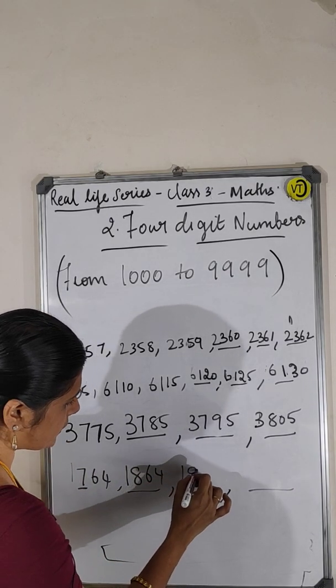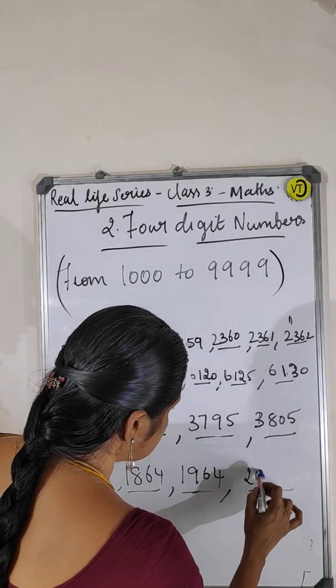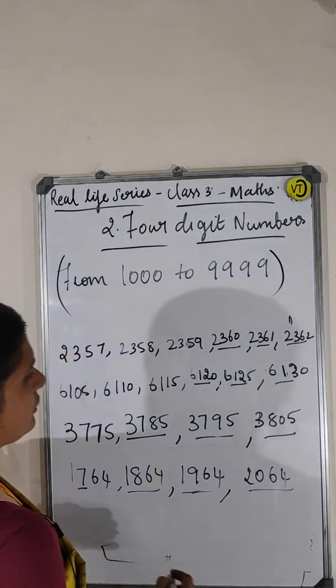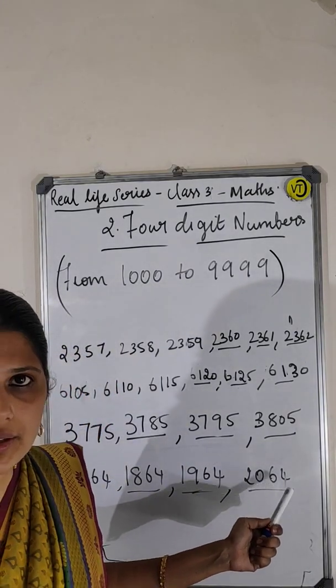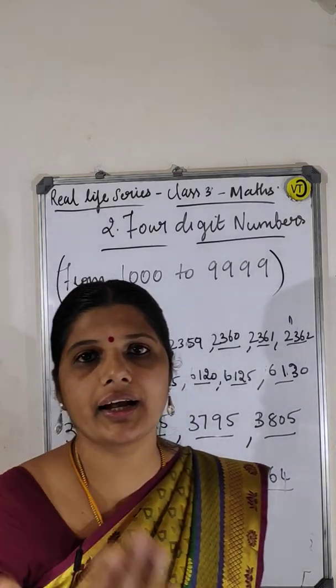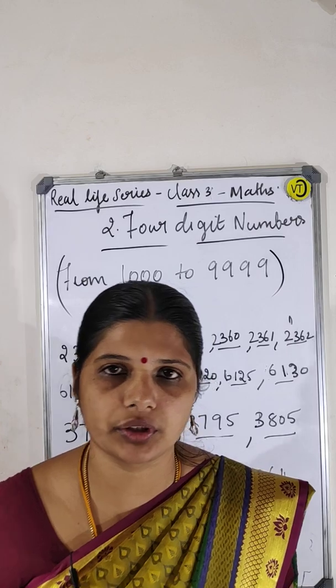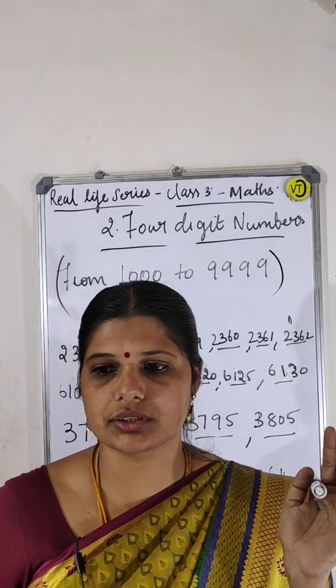1864, 1964, and what will happen here? 2064. So after the 9, what? 0, and it will add 1 to the thousands place. So whenever you are adding 100, you are not doing that much here. Only 100 you are adding to the numbers.